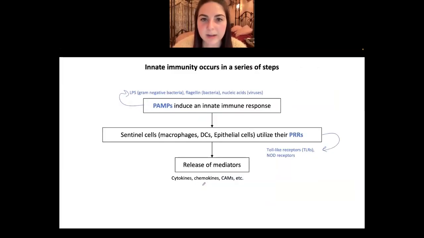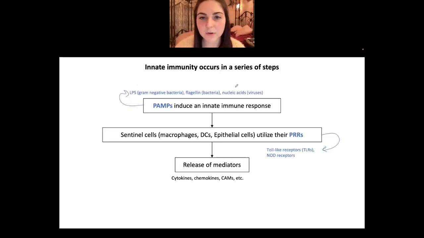So innate immunity, you can think of it as occurring in a series of steps. Remember yesterday, I mentioned these terminologies that might come up randomly throughout the sessions. So PAMPs, remember, stands for pathogen associated molecular patterns. These are things that only the microbes should have, and we humans should not have them at all, so the body should be able to recognize those as foreign. Some examples of PAMPs are LPS, which is on gram-negative bacteria, flagellin, which is a part of bacteria that allows them to move around, and then some nucleic acids.